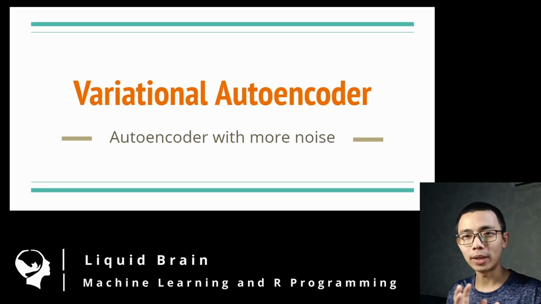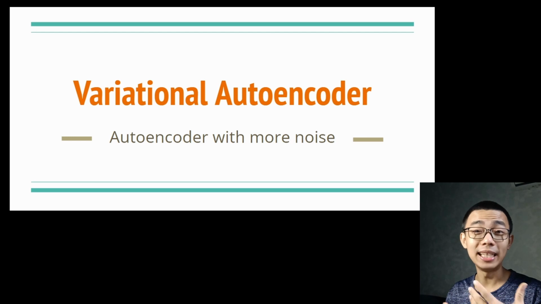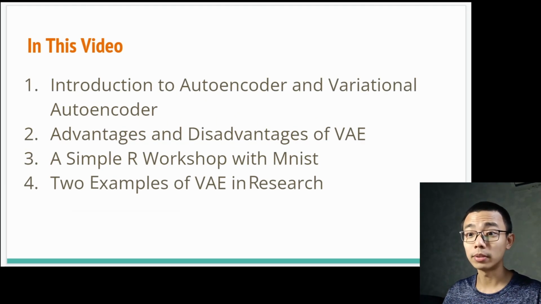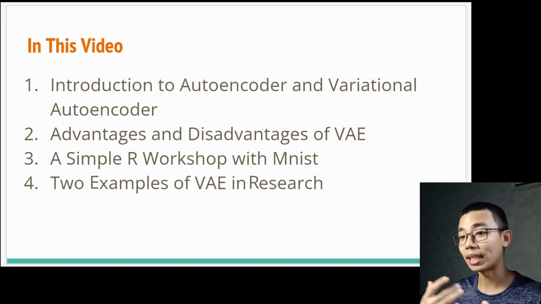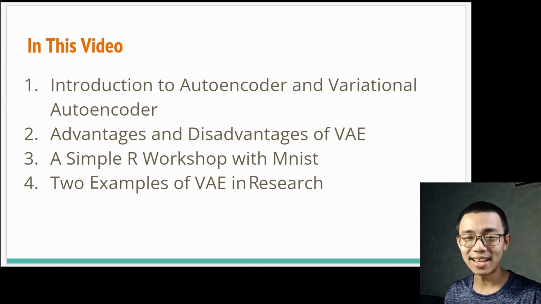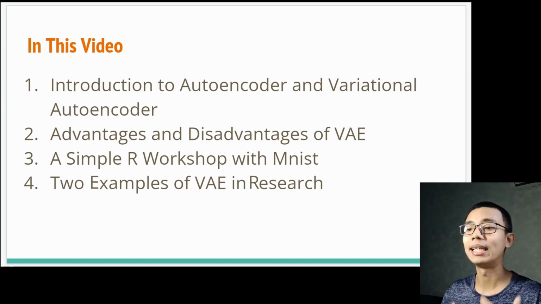So today I want to talk about what is a variational autoencoder, which is an autoencoder but with a little bit extra steps. Specifically in this video, I want to talk about some introduction to autoencoder and variational autoencoder. And next, I want to talk about advantages and disadvantages of VAE. And I want to follow that up with a simple R workshop with MNIST data and how we can use VAE architecture to actually reproduce the handwritings in MNIST and in some way make it actually better.